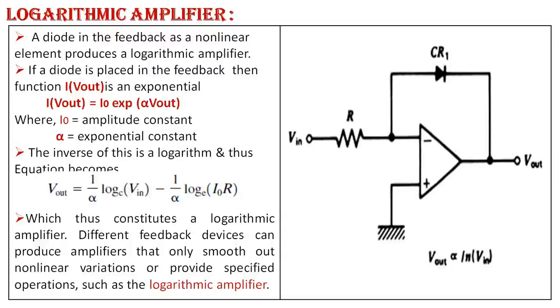Different feedback devices can be used to produce amplifiers that either smooth out nonlinear variation or provide specified operations such as the logarithmic. So this diagram shows how to generate a logarithmic amplifier by using an op-amp.